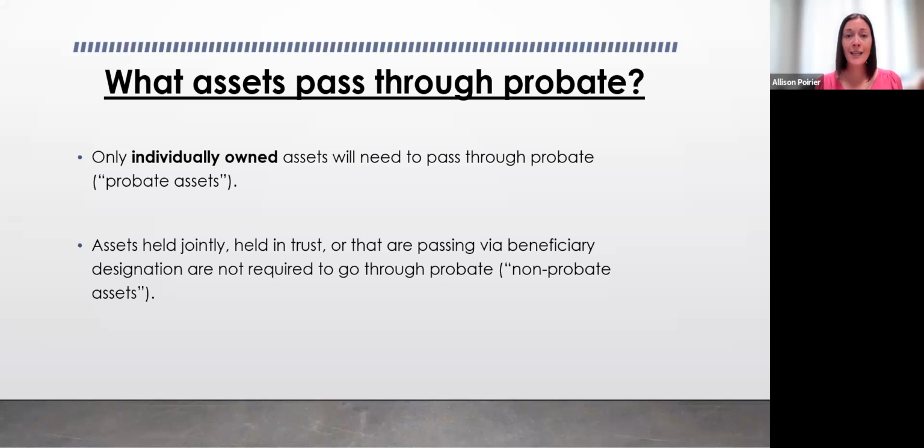So it's only assets that are owned individually by you. Joint assets, assets passing via beneficiary designation, or assets owned in trust are not going to pass through probate. The assets you own solely in your own name, with nobody else and no beneficiary designation, are the assets going through probate. You'll hear me use the terms probate assets and non-probate assets. Probate assets are just those assets owned solely by you.